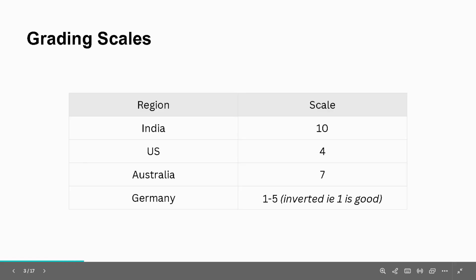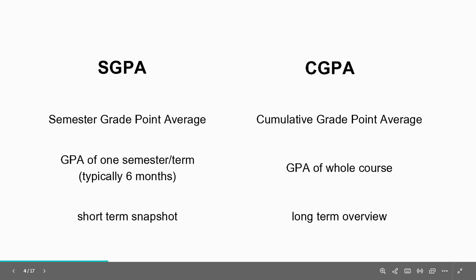In different regions, there are different grading scales. Such as in India, the scale is out of 10. In US, the scale is out of 4, and it depends on the country or region you are from. Now there are two types: SGPA and CGPA.